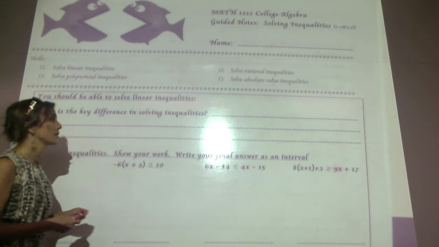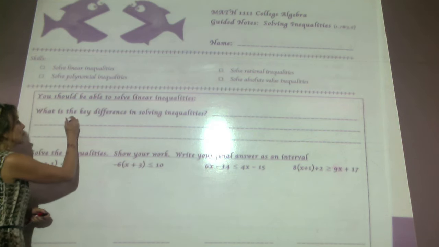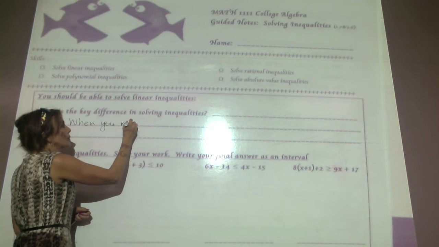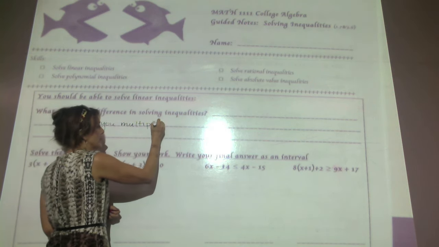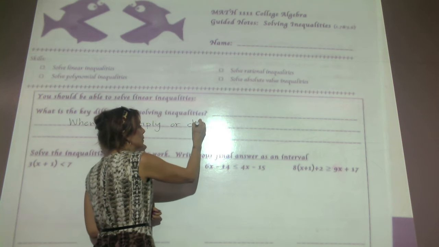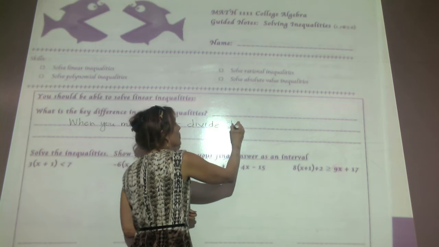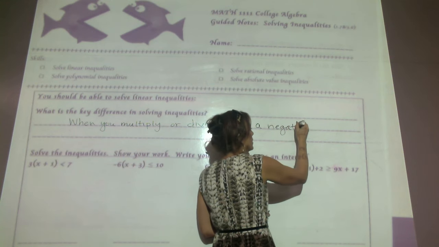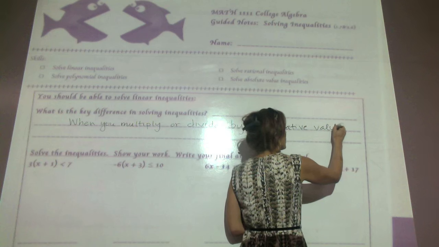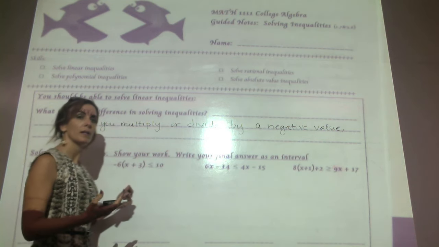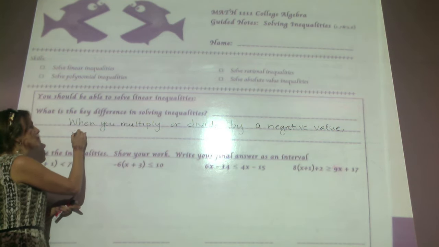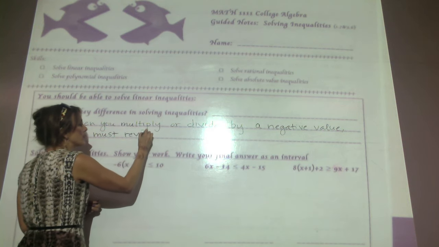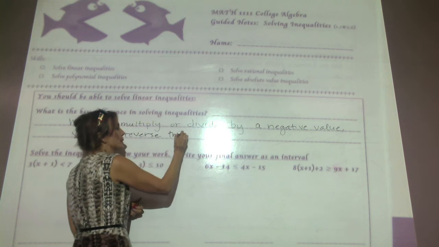Okay, and that exception is whenever you multiply or divide by something negative, by a negative value, well then you must flip the inequality symbol. You must reverse the inequality symbol.